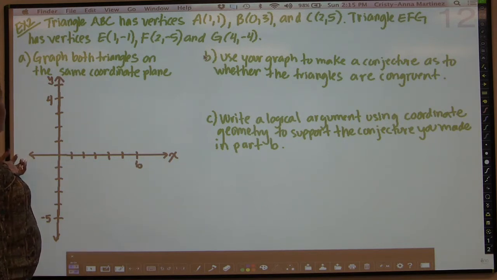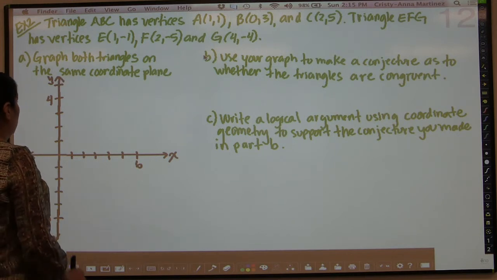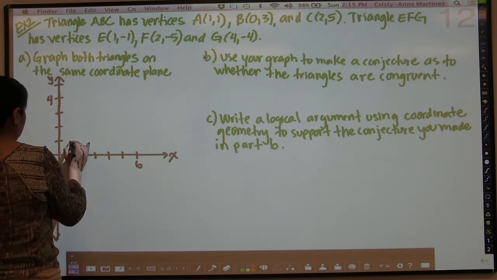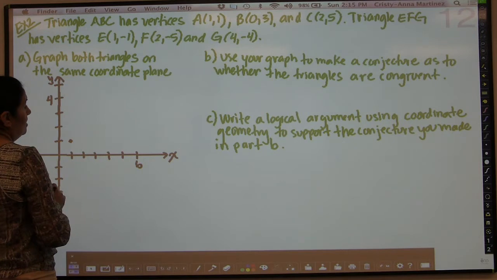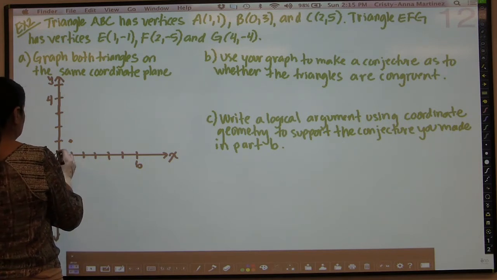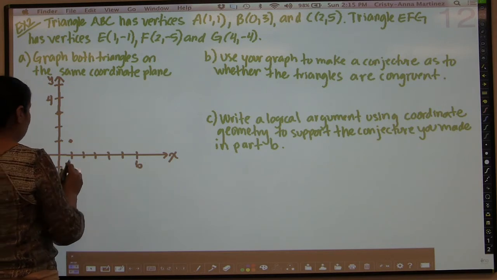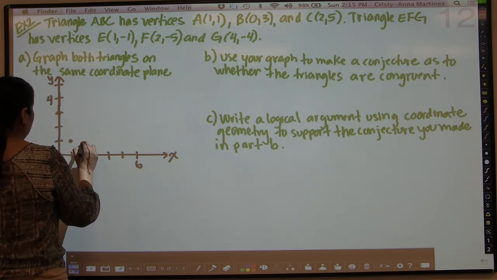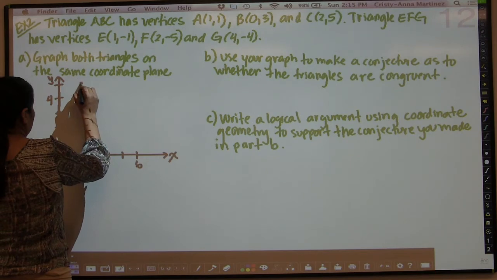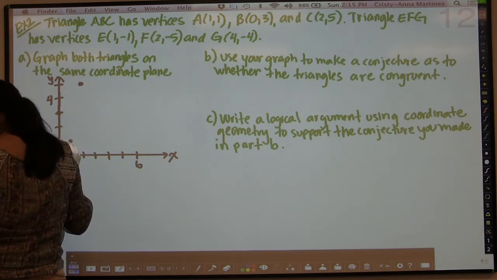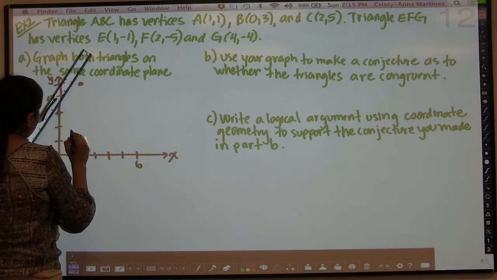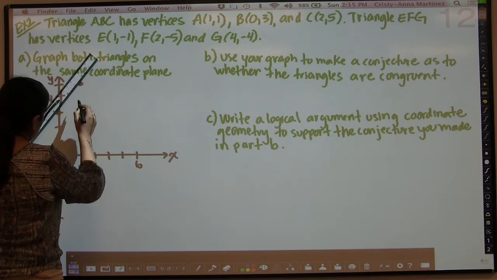So first part they want us to do is graph both triangles on the same coordinate plane. So that's the easy part. So we're going to go 1, 1. So here is (1, 1) for point A. (0, 3), so x is 0, y is 3, 1, 2, 3, there's another point right there. And then (2, 5), so here's 2, and then 5 is way over here. So I'm supposed to make a triangle out of this little guy.